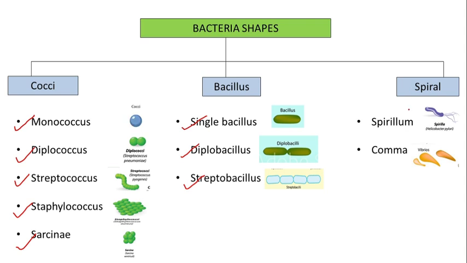The third type is spiral. Spiral means spiral-shaped bacteria. So we have two types here, spirillum, like Helicobacter pylori, it's a spiral shape. And the second category is comma. Comma means they are just comma shape, the comma, the punctuation mark that we use in the English language. So for example, Vibrio. So the shape is just like a comma. So we can just say that bacteria are of different shapes, cocci which are round, bacilli which are rod shape, and spiral which are of spiral shape.